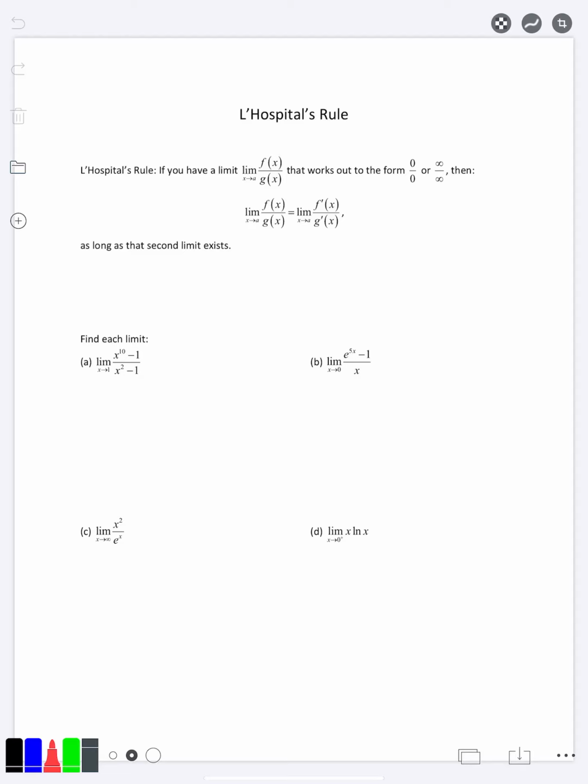This video will cover a very popular rule in calculus called L'Hospital's Rule. This will allow us to find certain limits in a much easier fashion than otherwise.